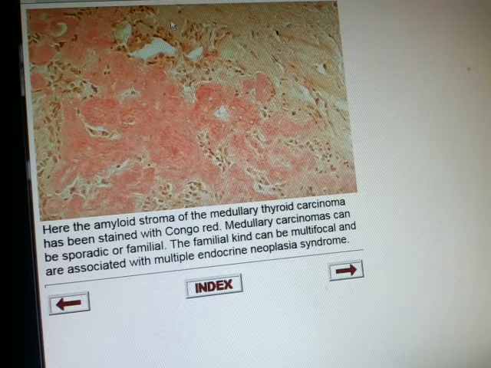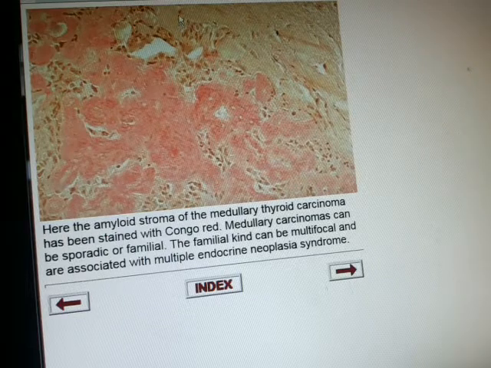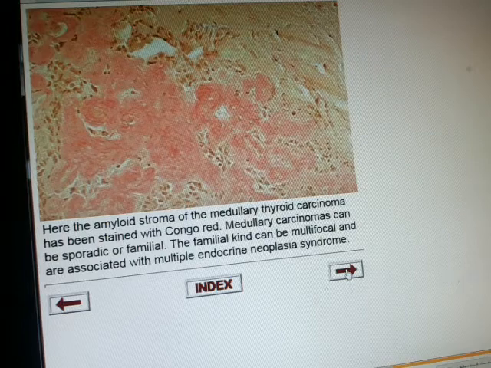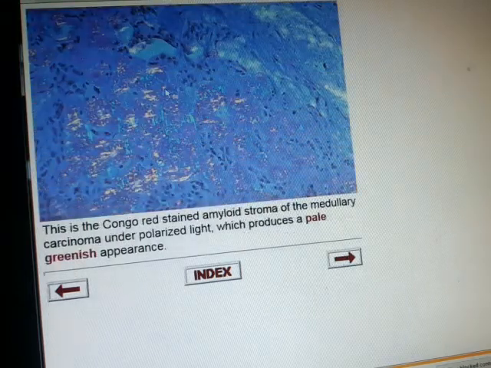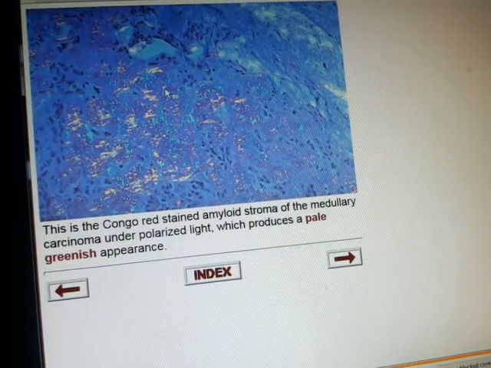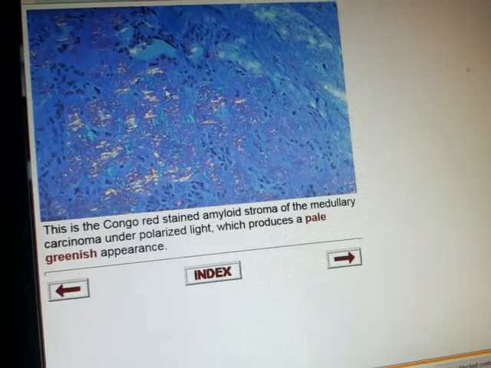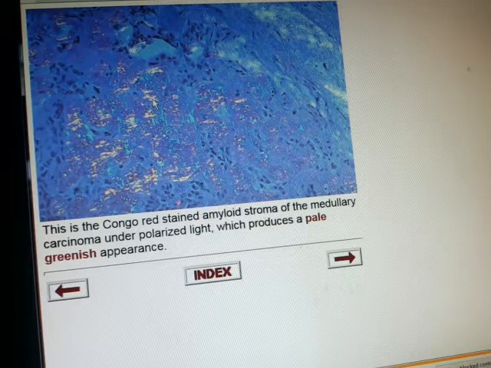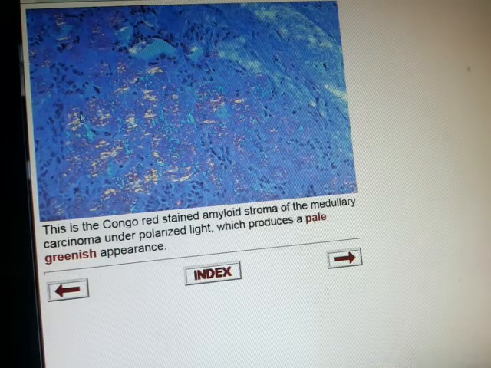The usual H&E stain just highlights the amyloid as a pink deposition. But to make sure, we have to use Congo red stain as in this section. It should be examined under the polarized microscope to see the birefringence, pale apple green, to confirm the diagnosis of amyloid deposition.